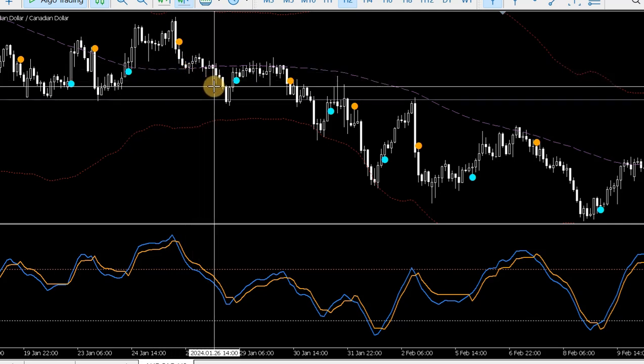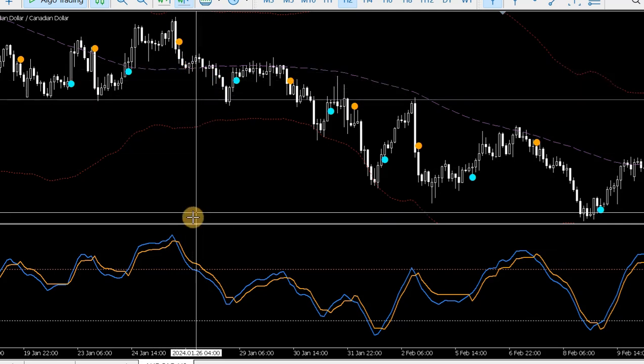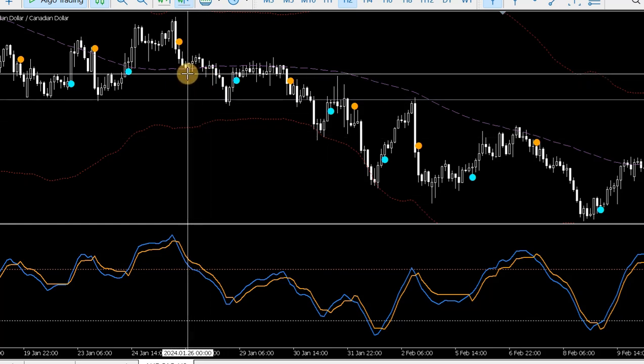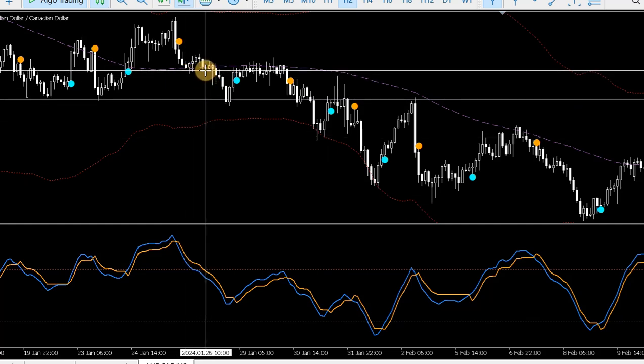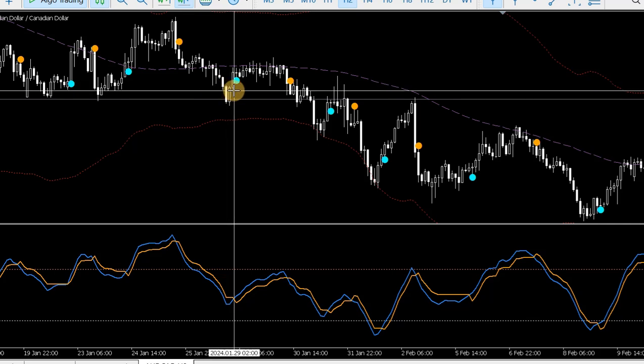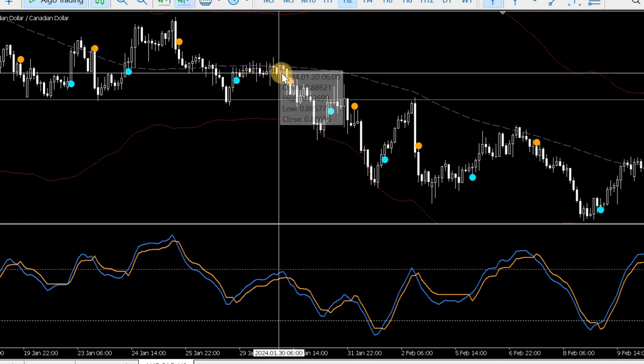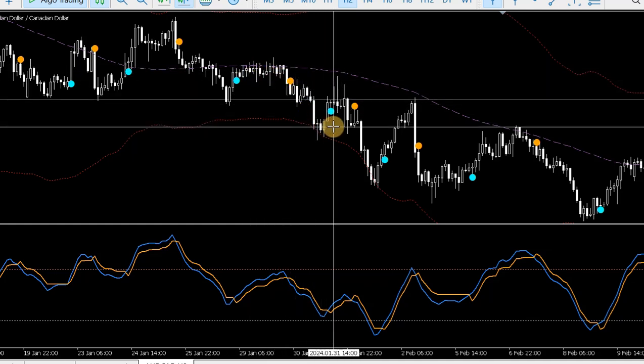Valid sell. Close. Went below the 50 level there, and also closed below the middle band. Not much profit there, but it's valid. Got a buy, closed above the band there. You'd probably look at getting out. Sell, not valid. Buy is valid.